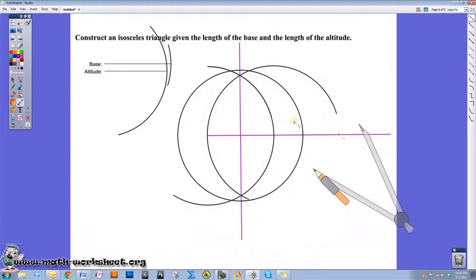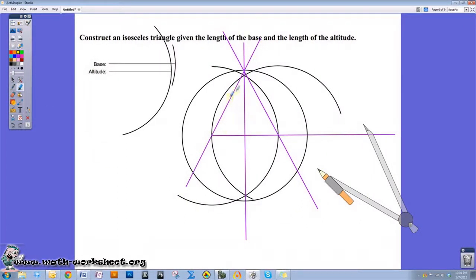Okay. Now really I can draw my triangle from here up to this point or down to this point. It doesn't really matter if I want it to point upward or point downward. So I'm just going to do it upward. Okay. Alright, and I'm going to highlight the triangle for you. So this would be an isosceles triangle with an altitude, which is right here, of this length, and a base right here of that length.